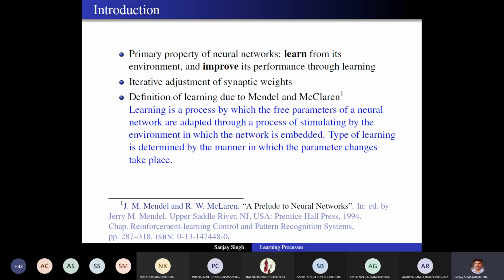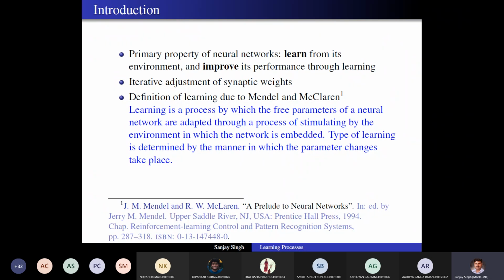Let's see this. They say learning is a process by which the free parameters of a neural network are adapted through a process of stimulation by the environment in which the network is embedded. Now, before I proceed further, a few key terms are here. Free parameters. What do you mean by free parameters? Anyone of you? What do you mean by free parameters? The weights. So in simple language, free parameters are nothing but the variables.